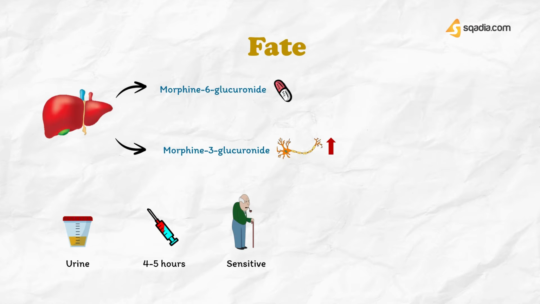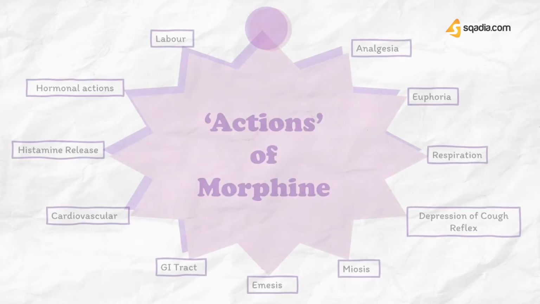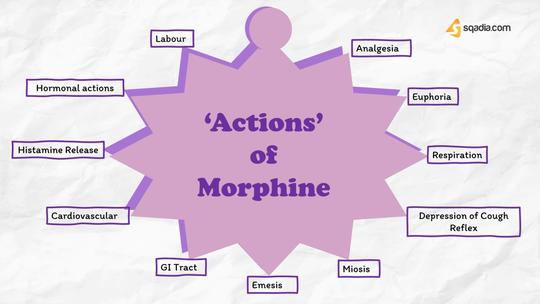Please note, age can influence the response to morphine. Elderly patients are more sensitive to the analgesic effects of the drug, possibly due to decreases in metabolism, lean body mass, or renal function. Lower starting doses should be considered for elderly patients. Neonates should not receive morphine because of their low conjugating capacity. Morphine has multiple effects on our body. Let's learn them one by one.